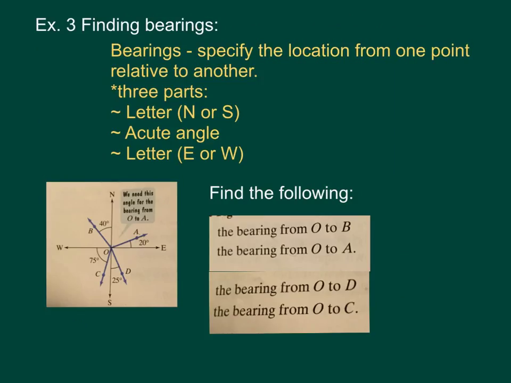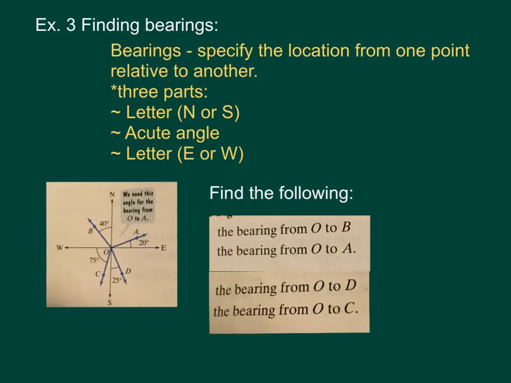Now, in example 3, we're going to talk about navigation and people that have to use navigation to help them get from one point to another. We use the word bearings to help us specify the location. Bearings have 3 parts. You have a letter, and you're going to use north or south, whichever one is closest to. You can have an acute angle that is formed with the north or south line. And then you have a letter east or west.